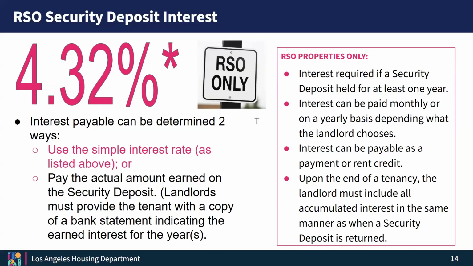Interest can be paid monthly or on a yearly basis, depending on the landlord's choosing. Interest can be payable as a payment or rent credit. Upon the end of tenancy, the landlord must include all accumulated interest in the same manner as when the security deposit is returned. Next slide.